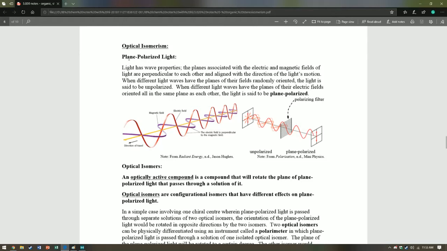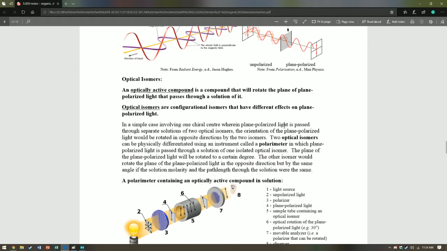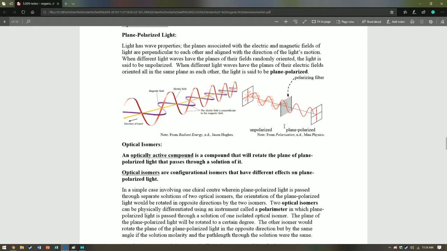The next little subsection here is on optical isomerism, which basically, light has wave properties, and you can have polarized light, which basically only vibrates on one plane, the XY plane, the YZ plane, or the XZ plane. So it vibrates only on one plane. Basically, optical isomers can rotate this plane in which light is polarized. So, plane polarized light is light that is only oscillating in one plane of motion, in one direction, and optical isomers can change the direction that the light is rotated to.